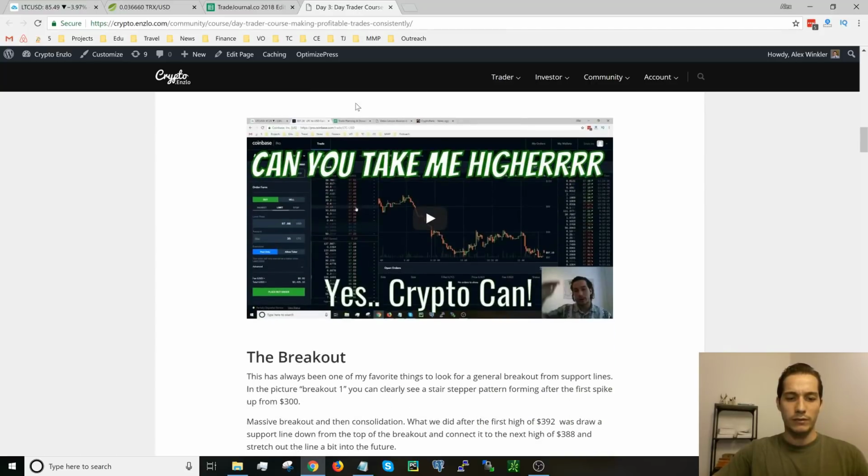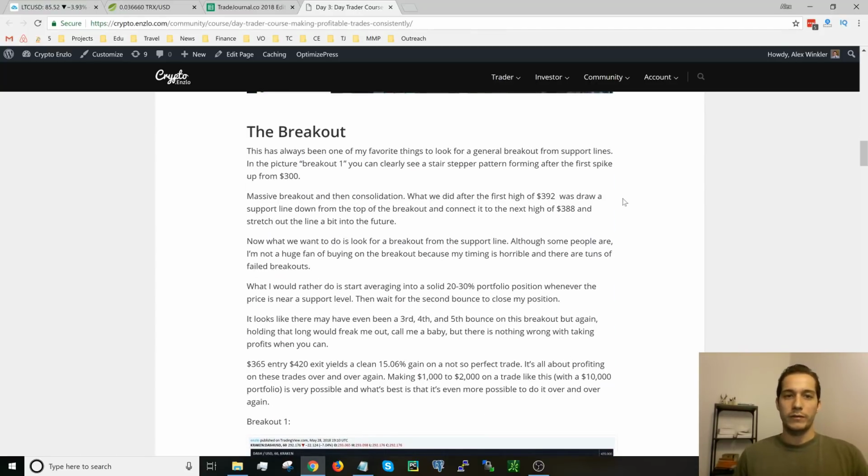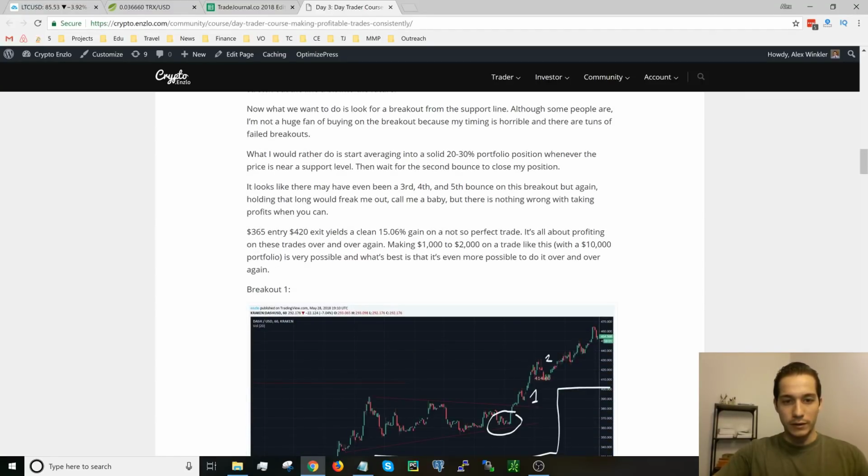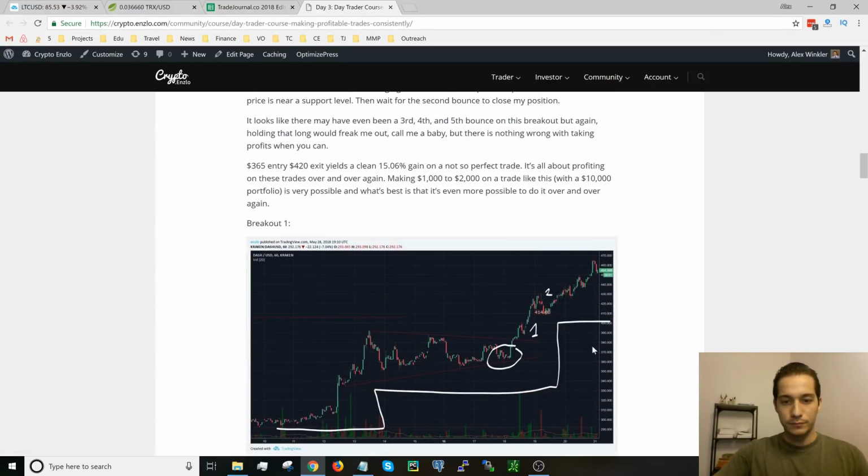So let's just dive right into it. This has always been one of my favorites. Obviously, I mentioned it earlier, the breakout pattern. So you can tell I'm excited about it. As I said earlier, this is one of those general breakouts from, I meant to say, a resistance line. But in this picture, let's zoom down here and I can just talk about it.